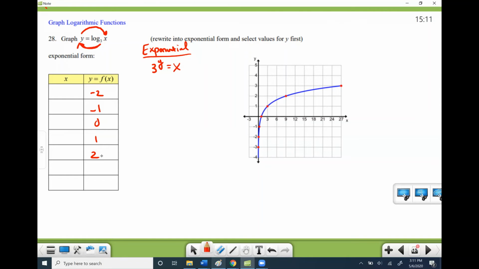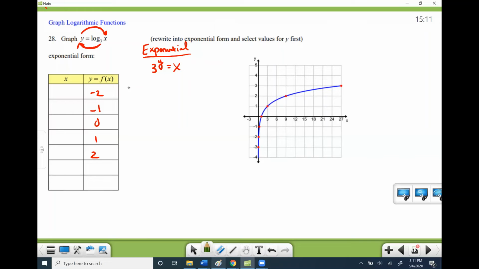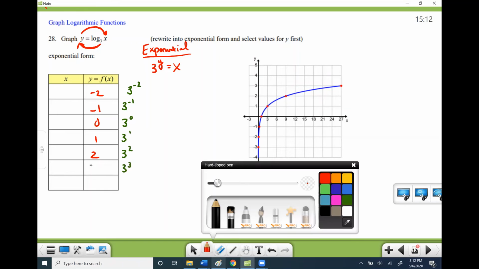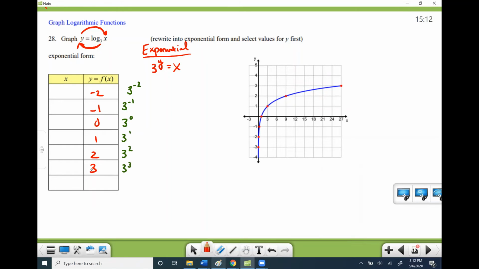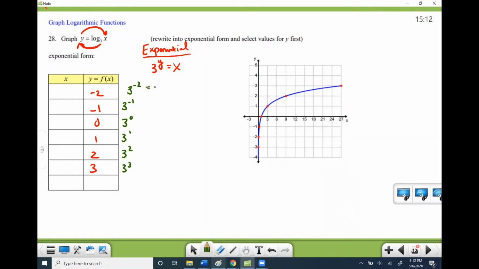So let's go ahead and substitute each one of those in for the y. Oh, we can do 3 to the third. It looks like our graph paper is going to actually hold it, so let's do it. Okay, so we're plugging them in for the y. Let's do the math. We know that 3 to the -2 is 1 over 3 to the +2.